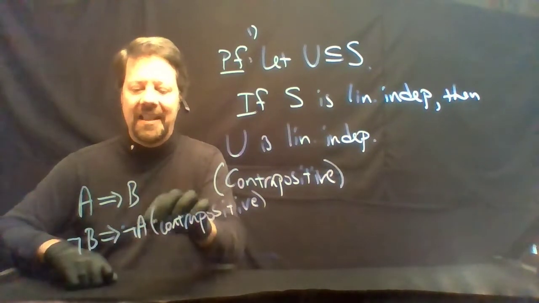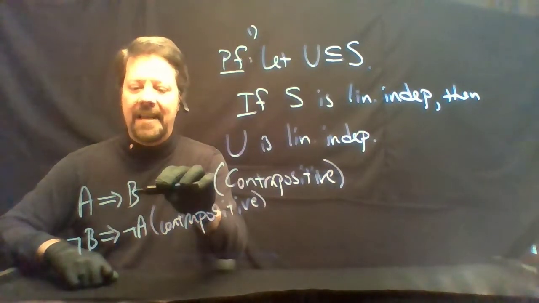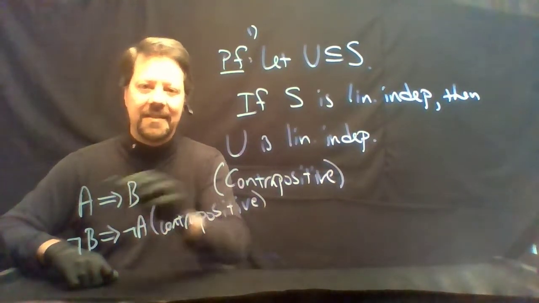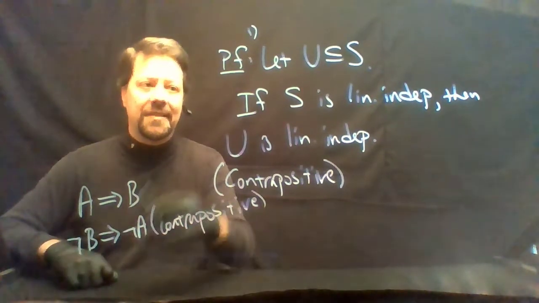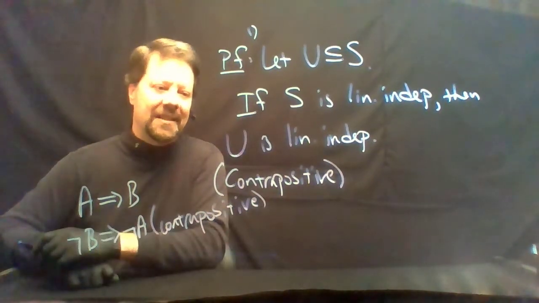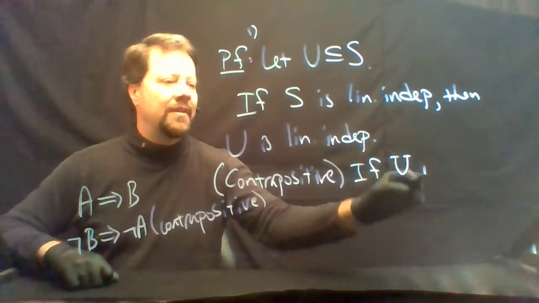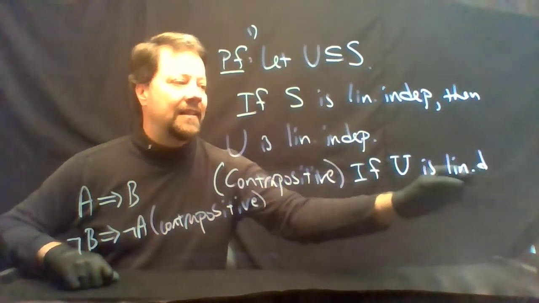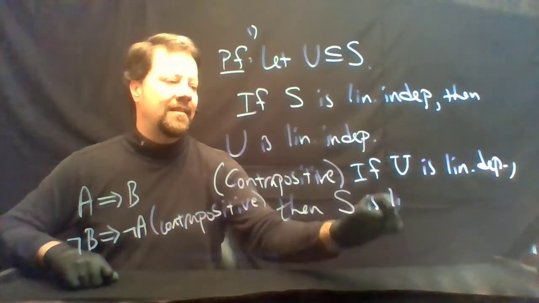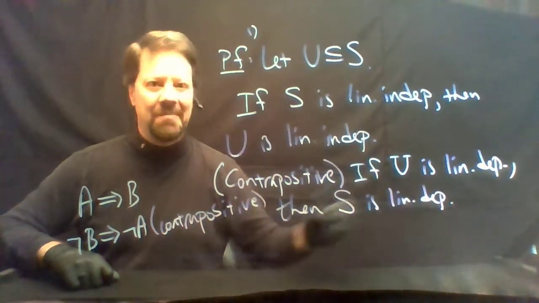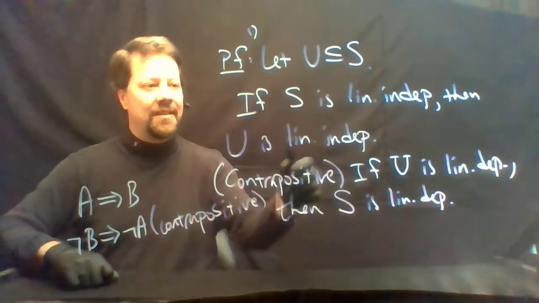That too is true. In fact, it's possible to show, and it is shown in a course in mathematical logic, that an implication like this and its contrapositive are always logically equivalent. So if we can prove the contrapositive, we will have proved this statement. The contrapositive is, if U is linearly dependent, then S is linearly dependent. Let's prove the contrapositive and then deduce that the original statement was true.